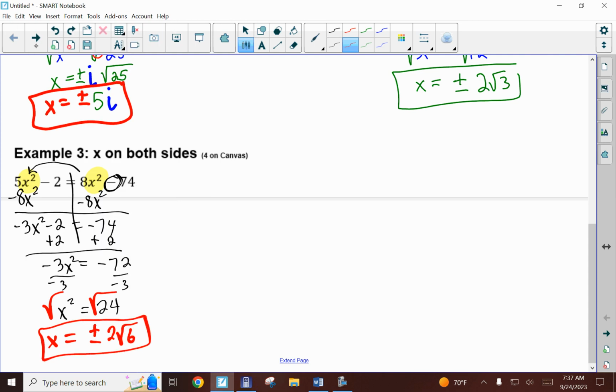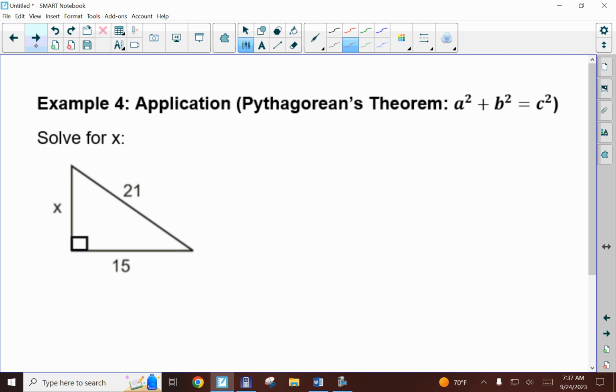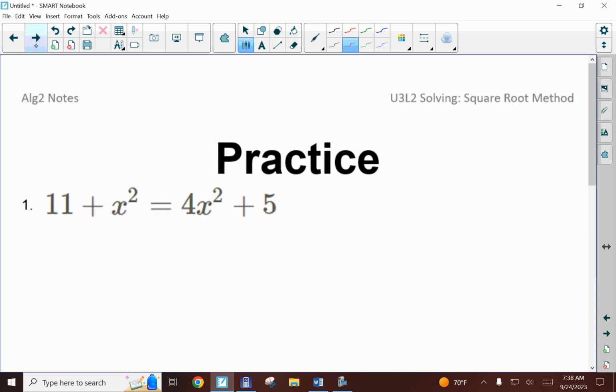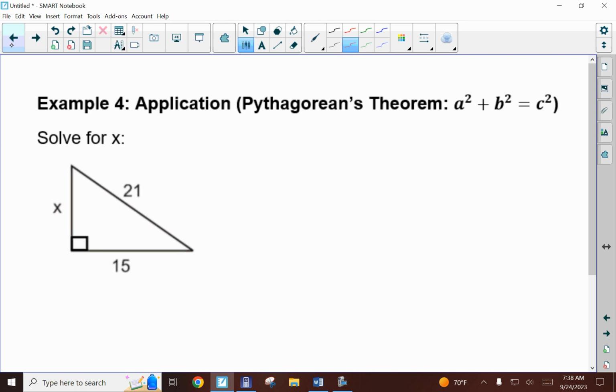Now the last type of question that you're going to see on Canvas is an application problem. It's a little bit of review from geometry last year. You're going to have to use Pythagorean's theorem because it has a right triangle, and you're going to try to find the missing side. And that's exactly what Pythagorean's theorem is set up for. So with Pythagorean's theorem, the only side that really matters is the C side. The C side has to be your hypotenuse.